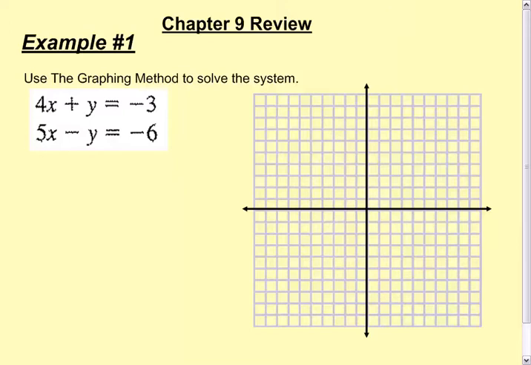Chambliss, this first one says use the graphing method to solve the system. Okay? What do I need to do first? Well, first we need to get y by itself. Okay, let's take this first one. 4x plus y is equal to -3.